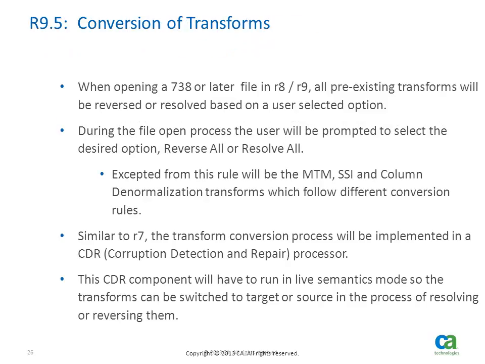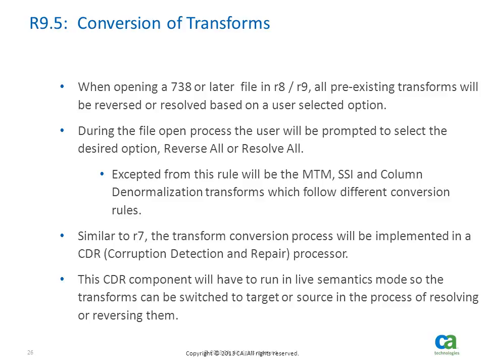R9.5 Conversion of Transforms. When opening a 7.3.8 or later file in R8 or R9, all pre-existing transforms will be reversed or resolved based on a user-selected option. During the file open process, the user will be prompted to select the desired option, reverse all or resolve all. Excepted from this rule will be the MTM, SSI, and column denormalization transforms, which follow different conversion rules.